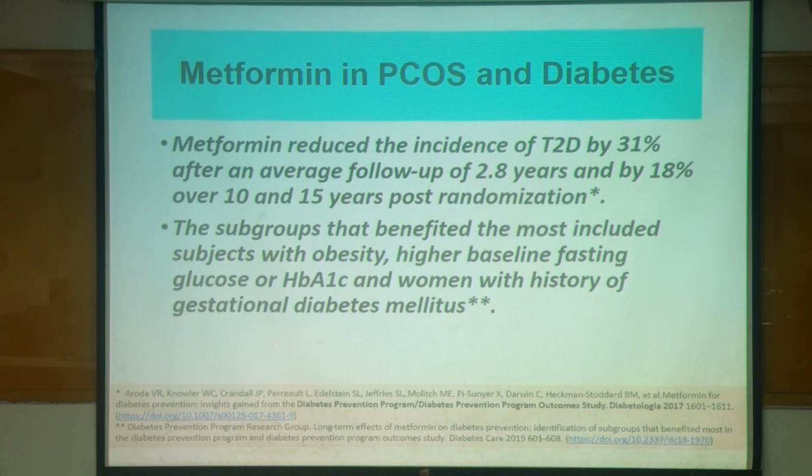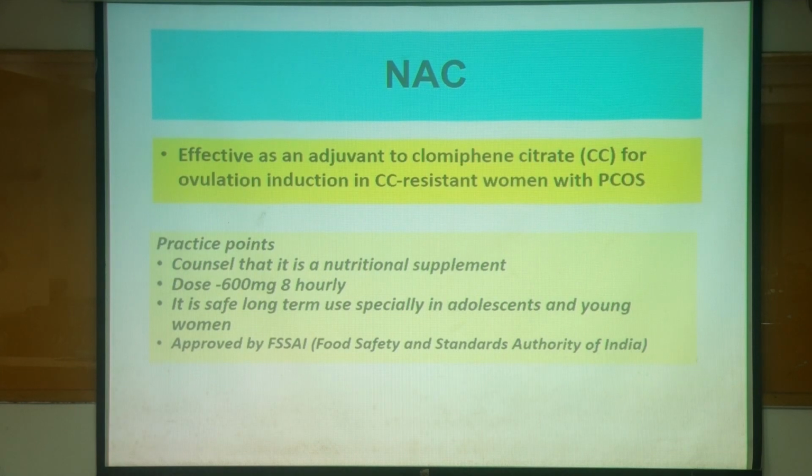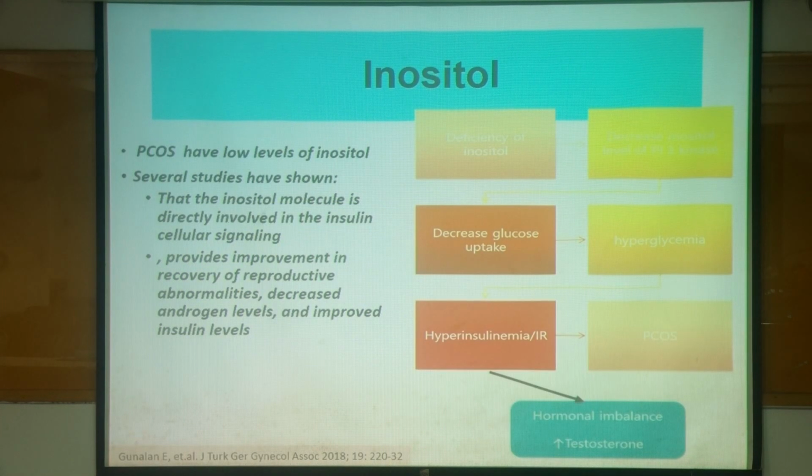And metformin also helps in the later reduction of occurrence of diabetes, 31% in a 2 to 8 years follow-up. And N-acetylcysteine is an effective adjuvant to clomiphene citrate for ovulation induction in clomiphene citrate resistant cases. Inositol again, PCOS patients have low levels of inositol. So several studies have shown that the inositol molecule is directly involved in insulin cellular signaling, and provides improvement in recovery of reproductive abnormalities, decreases the androgen excess, and also improves the insulin level.